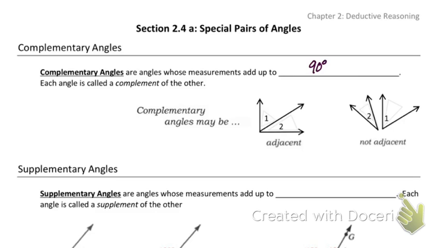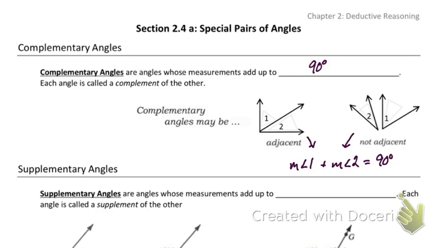So let's look at two possibilities. The first possibility is that two complementary angles can be adjacent. But they don't necessarily have to be adjacent. They just have to add up to 90 degrees. So these would be a non-adjacent form of complementary angles, as long as in both cases the measure of angle 1 plus the measure of angle 2 equals 90 degrees.